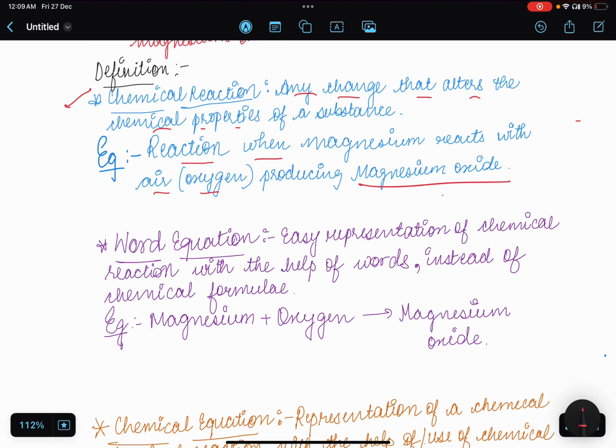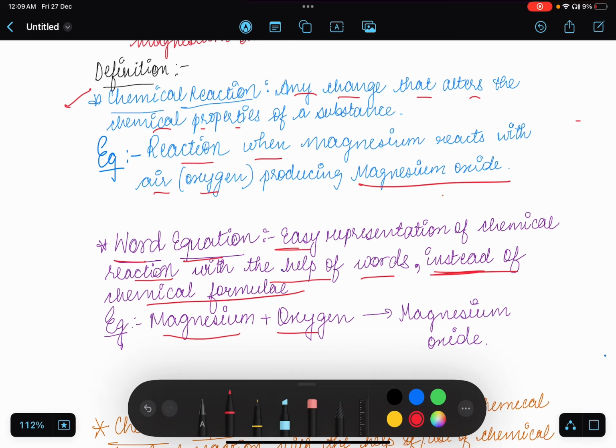So every chemical reaction has a representation, that is a word equation. What is a word equation? An easy representation of a chemical reaction with the help of words instead of chemical formulas. Obviously, it is generally used to make the concept easy. Okay, an example is magnesium plus oxygen gives magnesium oxide, right?